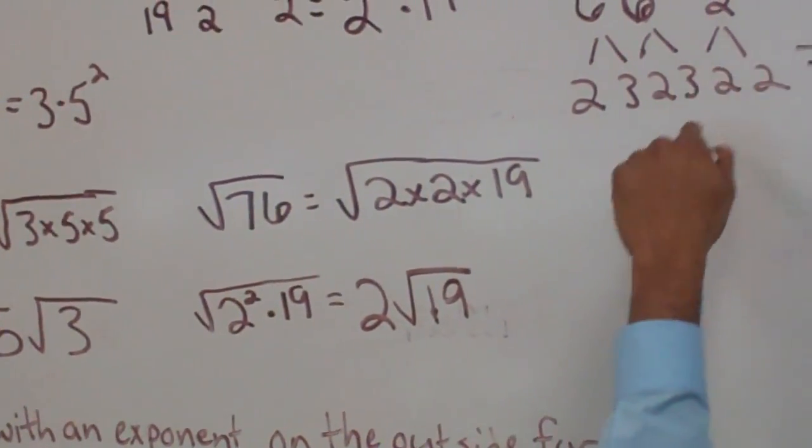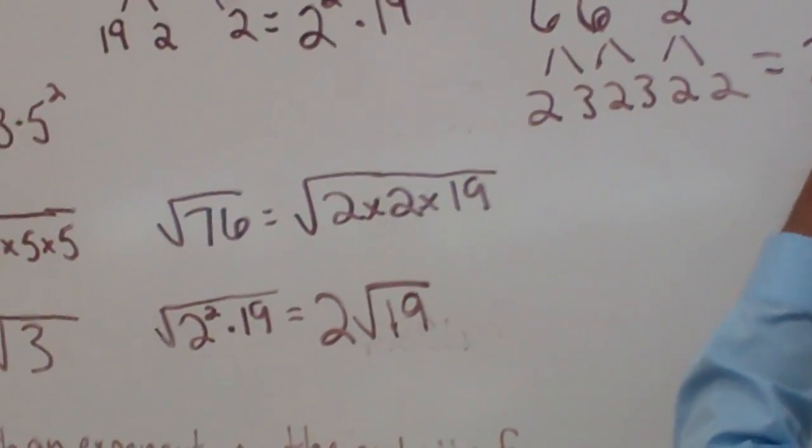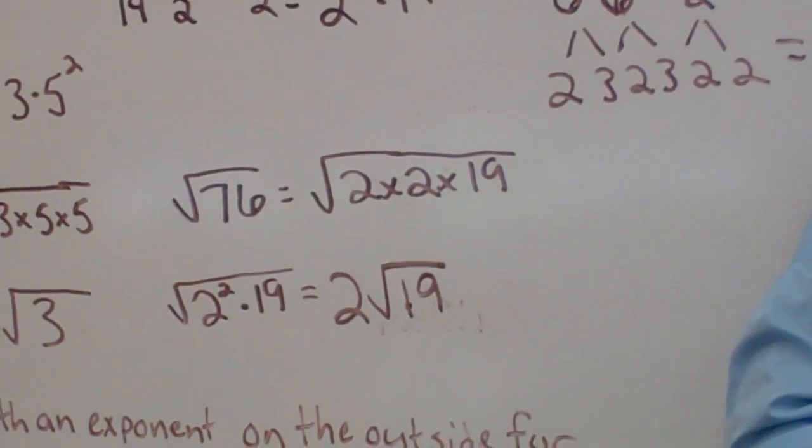So the final would be 2, 3, 4. Just so much. 2 to the 4th times 3 to the 2nd.